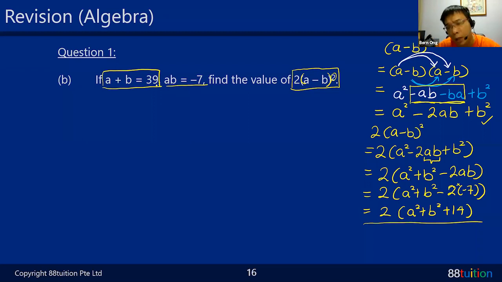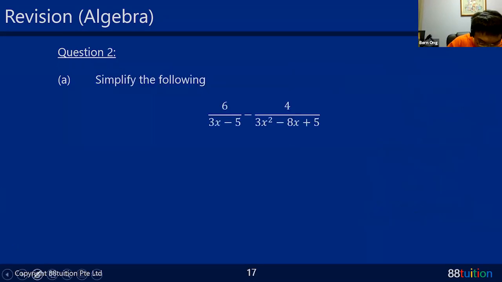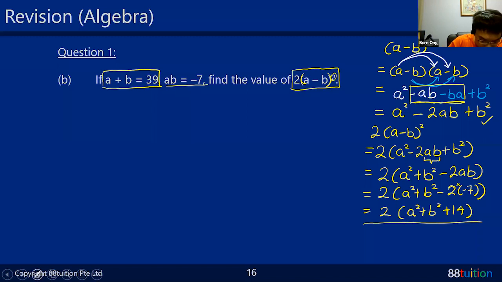Down here, I have this A plus B portion. It's not very helpful because I want A squared plus B squared. How? Don't panic, all right? You have to make it useful. So can I purposely take A plus B equal to 39? I purposely square on both sides, because I want to square.